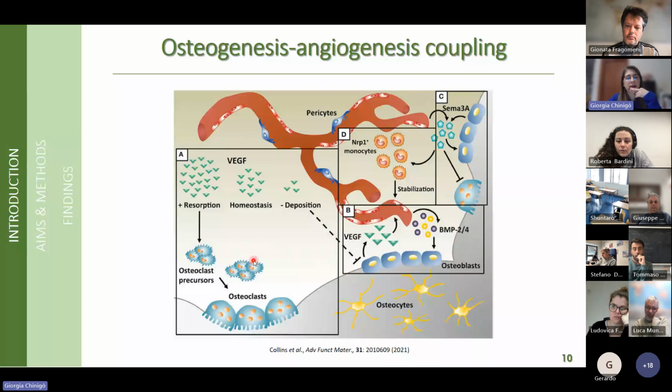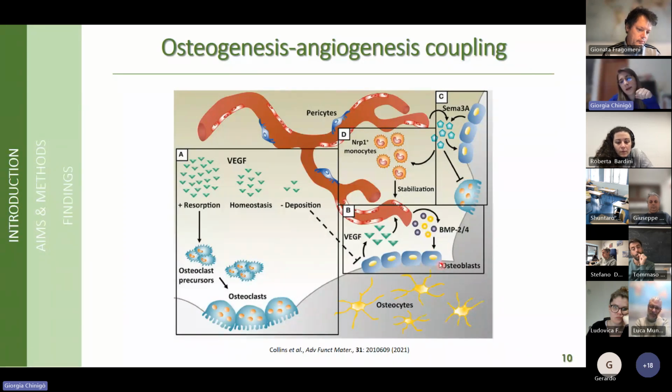As you can see from this cartoon, very briefly, osteoblasts secrete VEGF, thus stimulating the proliferation and migration of endothelial cells. Endothelial cells, in turn, in response to VEGF stimulation, secrete some factors like bone morphogenetic protein 2 and 4 that play a central role in mediating the osteodifferentiation of osteoblasts.